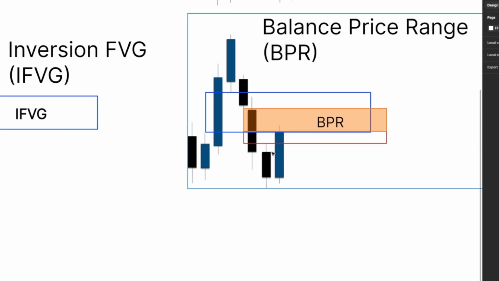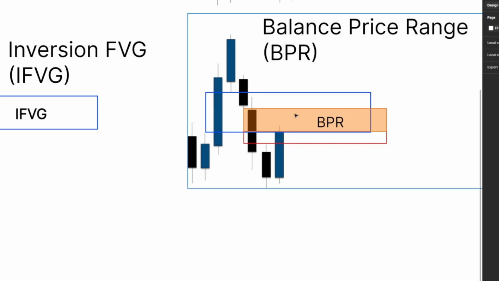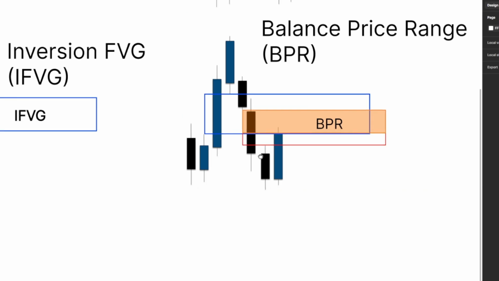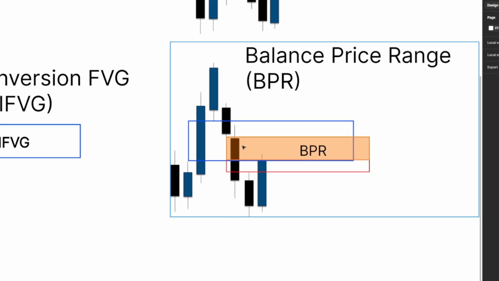So I just want to mark it here. The blue box is the inversion. The red box is the bearish fair value gap, and the BPR is the bodies that overlap it. So that's the BPR. BPR is basically two or more PD arrays respecting.